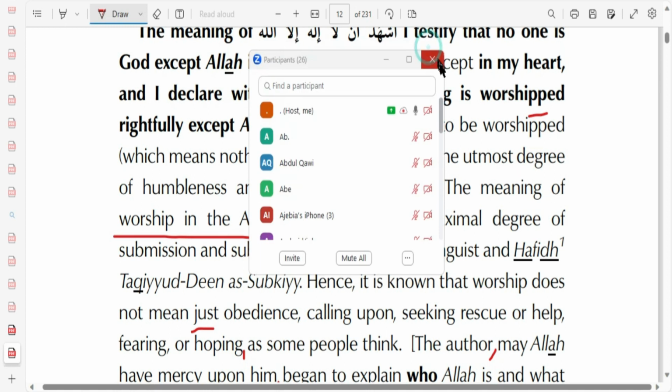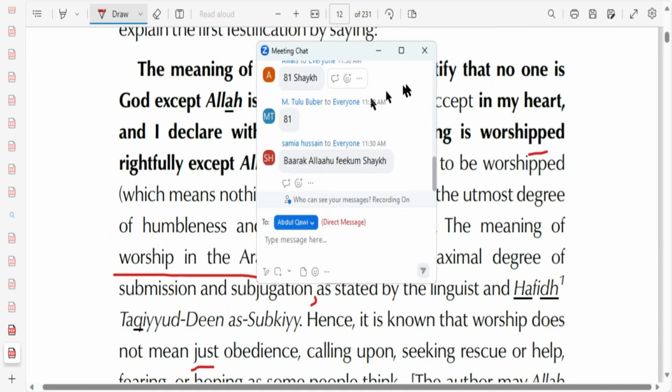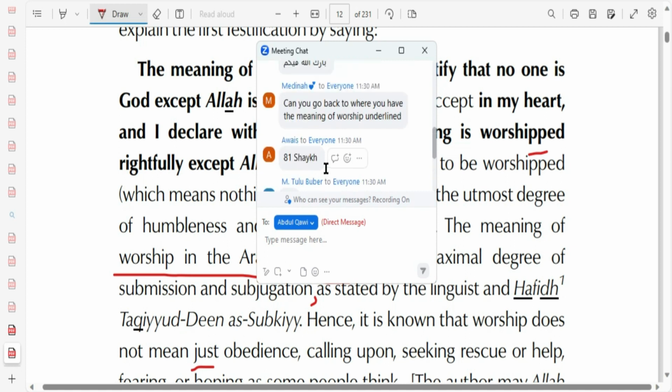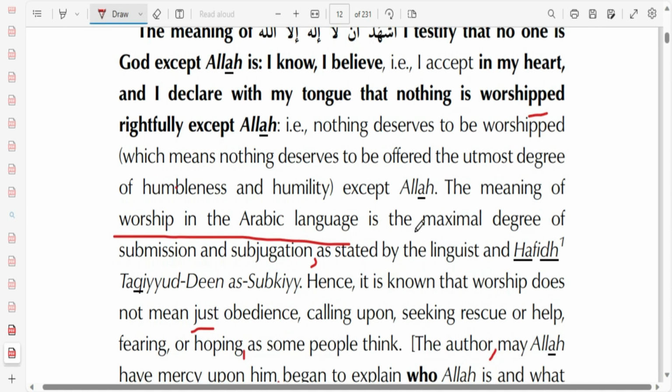Amin wa fikum. So, MashaAllah. Wa ma lam yasha lam yakun. La ilaha illallah. Someone asked something about worship. Let's see here. It says, can you go back to where you have the meaning of worship underlined? Okay. Yes, I'm here. What's your question? It says the meaning of worship in the Arabic language is the maximal degree of submission and subjugation. Can you explain why you underlined this?